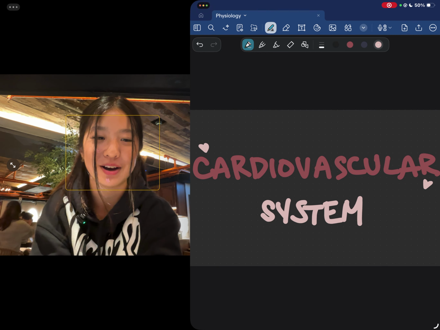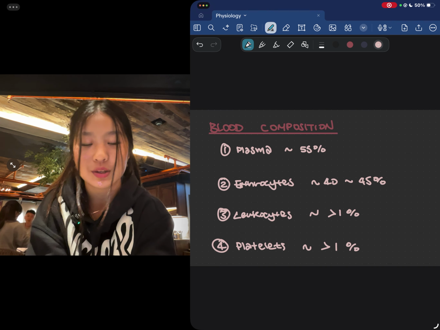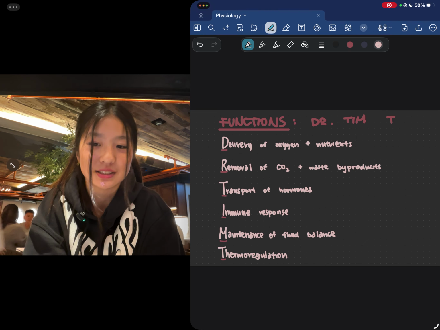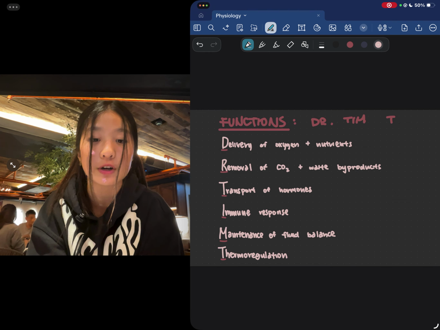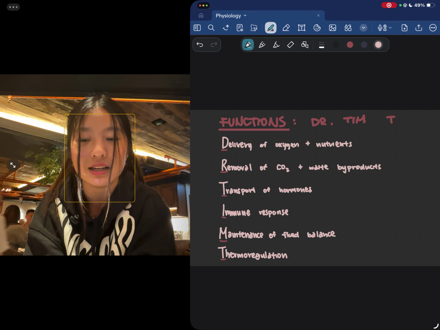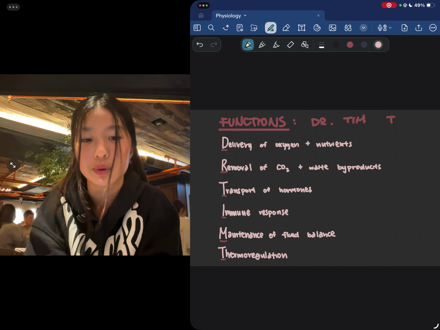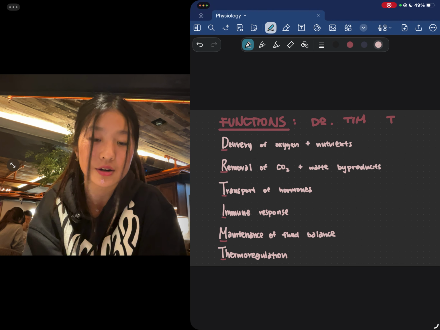Okay, we're going to talk about the cardiovascular system. So the cardiovascular system functions, I've abbreviated it into Dr. Timothy. And to break these down, the first one is delivery of oxygen and nutrients, because we need blood as a fluid to carry around oxygen where it can bind to the hemoglobin and other nutrients.